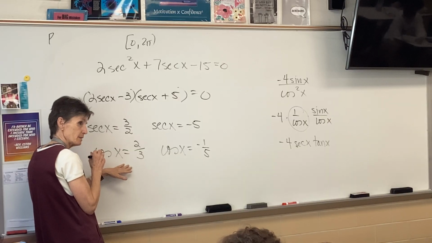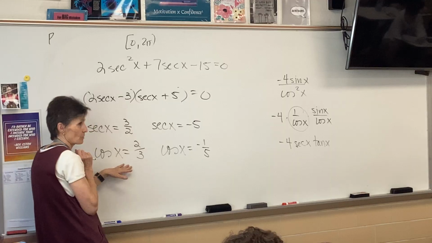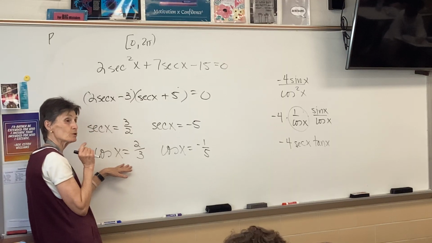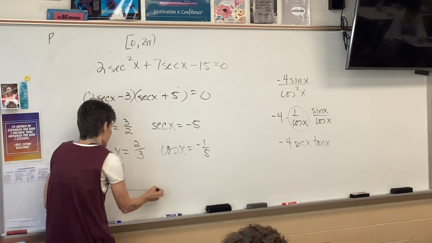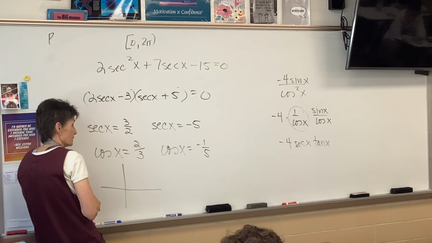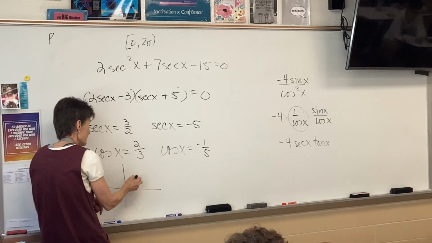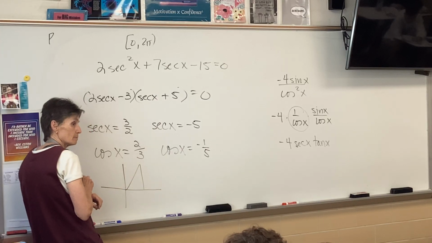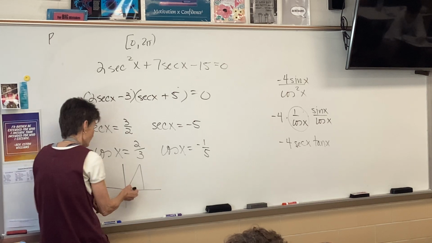I need a calculator because nowhere on my unit circle is there a 2/3. There's a √3 over 2, but not a 2/3. So where could the cosine be a positive number? Certainly in quadrant 1. Where else? Quadrant 4, perfect.